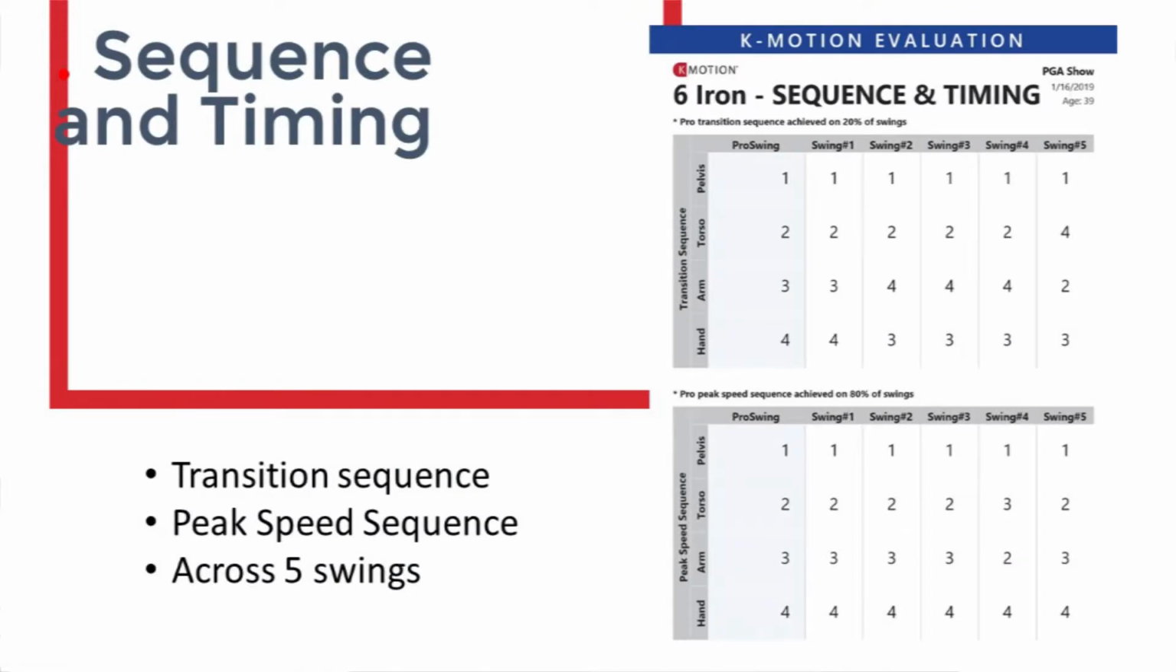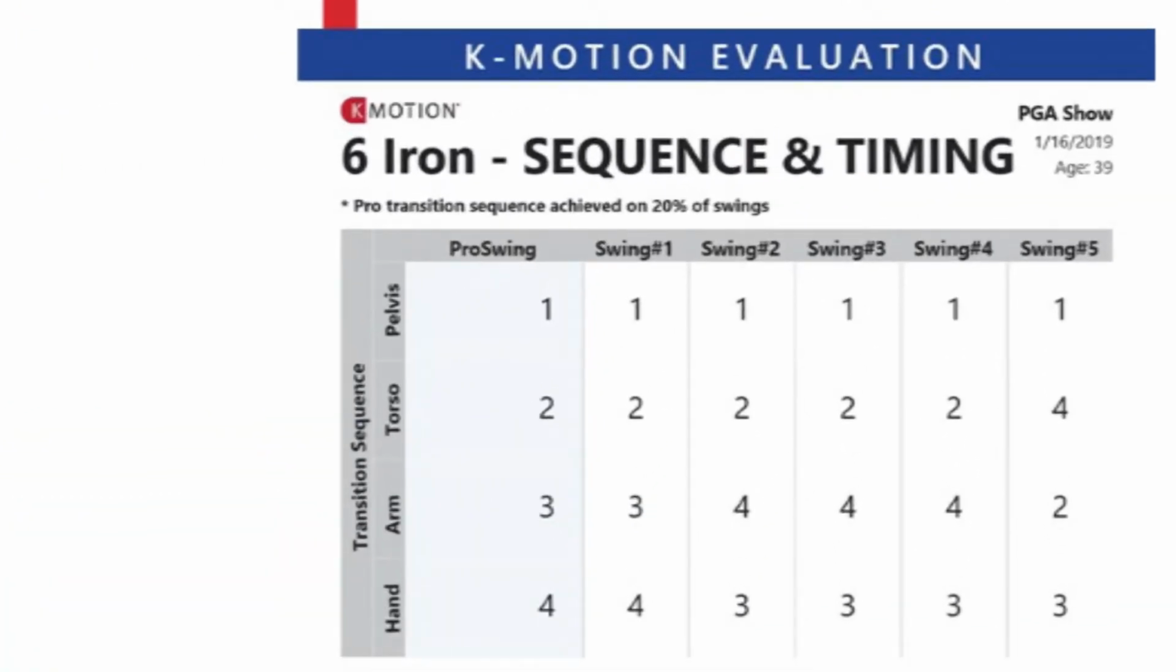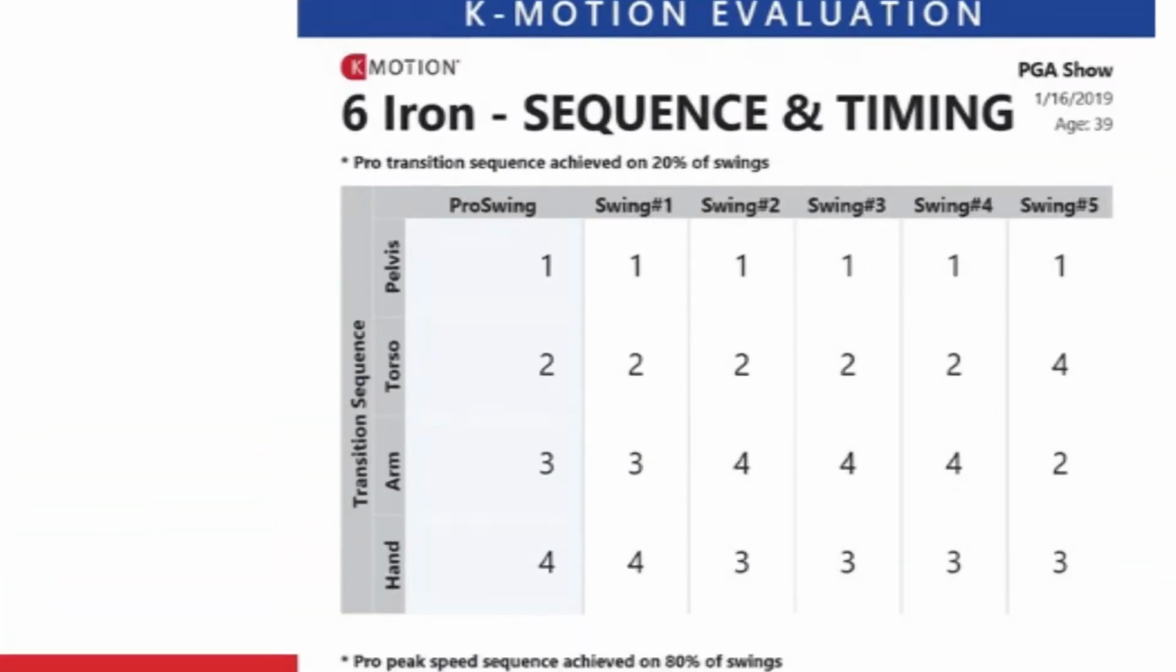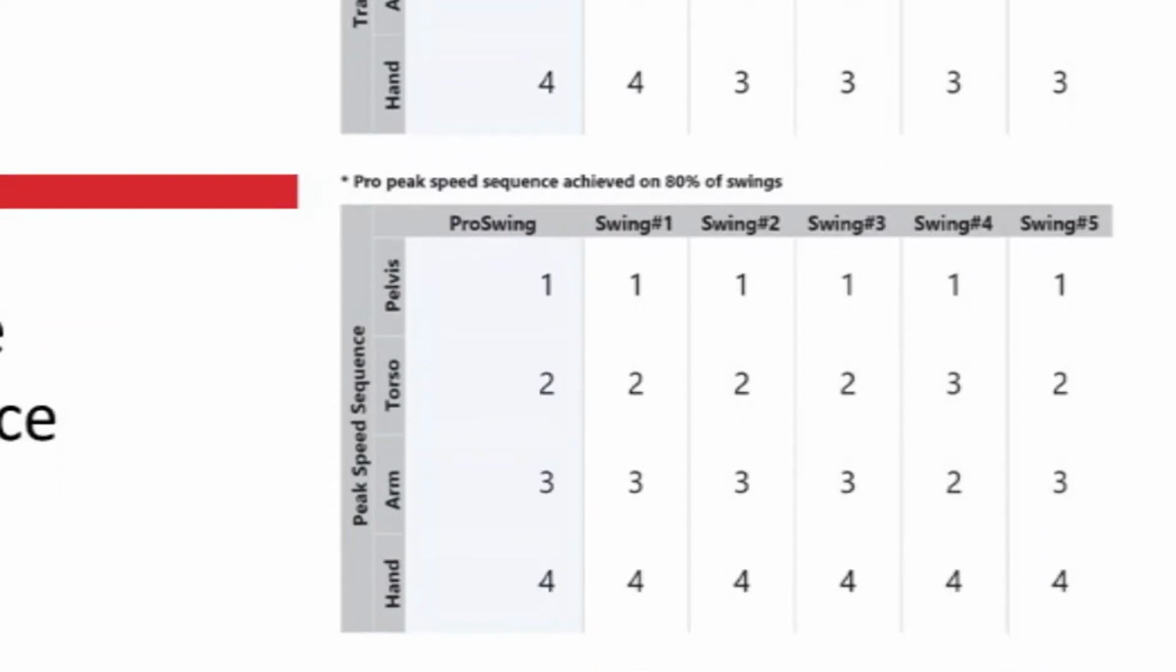Sequence and timing. Top chart's going to give you transition sequence order for all 5 swings. Bottom chart's going to give you peak speed sequence order for all 5 swings.